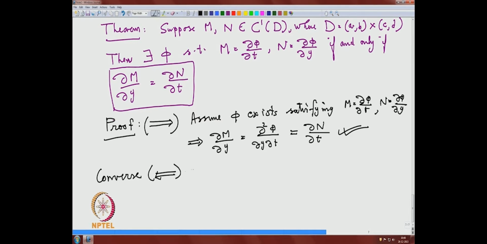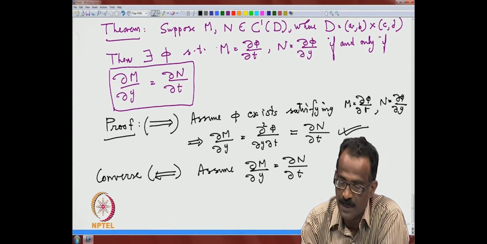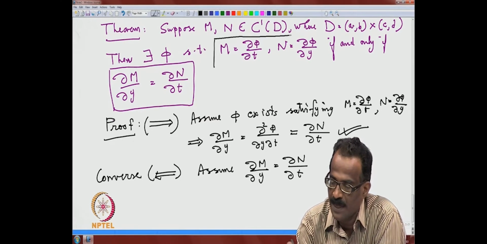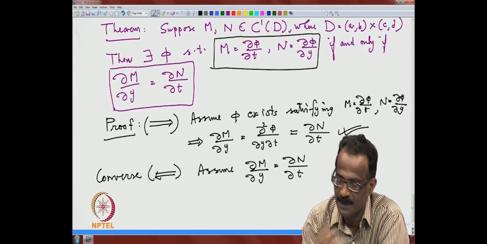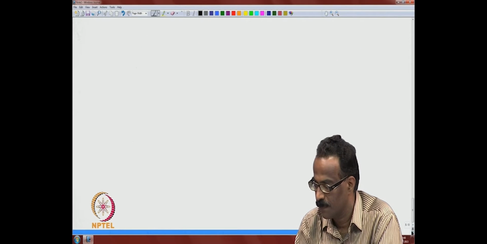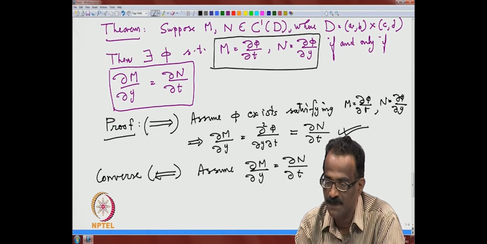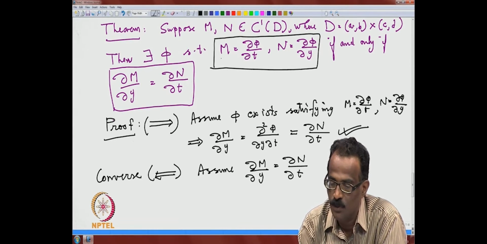So, you want to prove this one. Assume dm/dy equal to dn/dt. Now, what do we have to prove? We have to prove the existence of phi satisfying these two conditions. We want to find the existence of phi satisfying these conditions. So, if you look at this equation, you want to satisfy these two conditions.